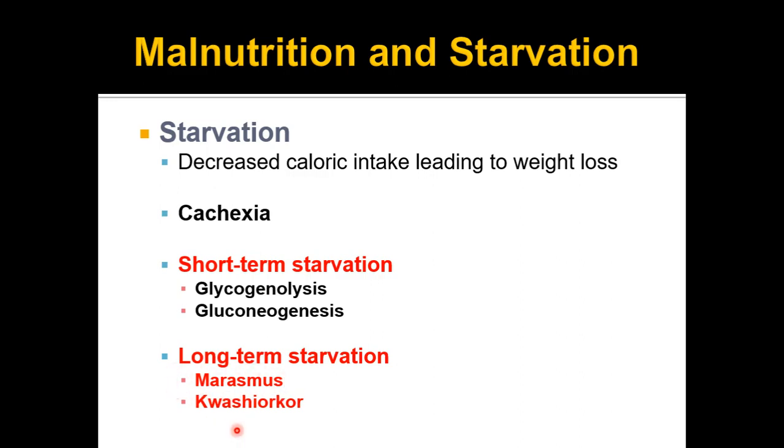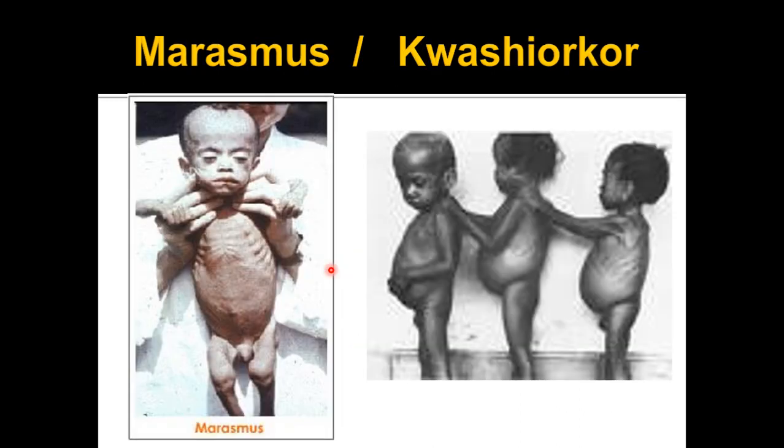So marasmus and kwashiorkor, these are two conditions that I've got pictures of coming up next. One thing that I forgot to mention about cachexia, though, is that we see cachexia developing in many of our chronically ill patients and even terminally ill patients. So think of a terminally ill cancer patient. As the body is shutting down and wasting away, we would definitely see cachexia in that example.